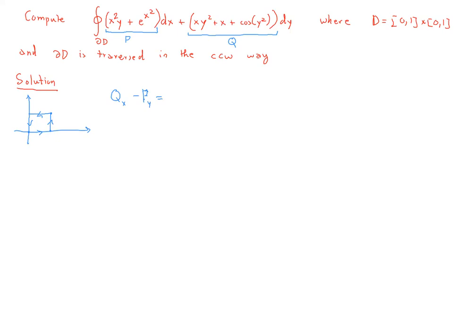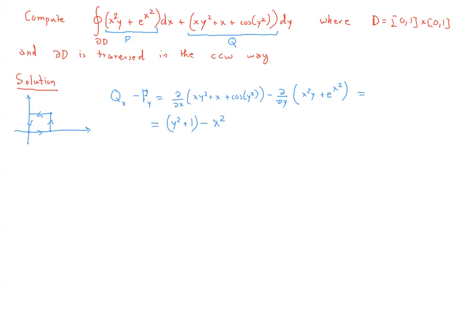You get the partial derivative with respect to x of x y squared plus x plus cosine of y squared, minus the partial derivative with respect to y of x squared y plus e to the x squared. And what is this equal to? This is going to be equal to y squared plus 1 minus x squared.